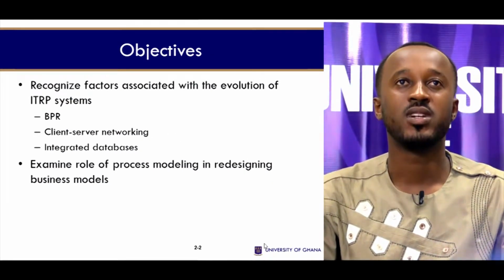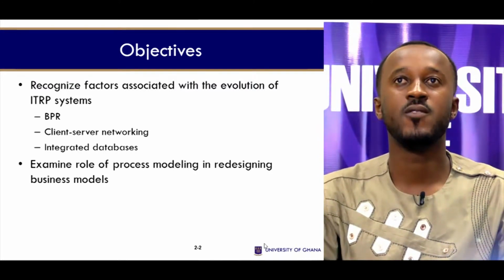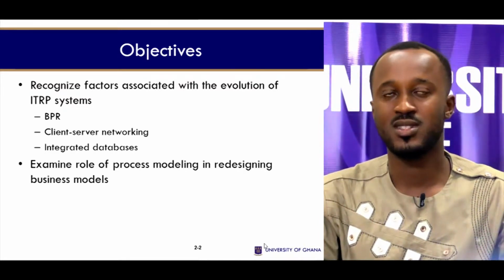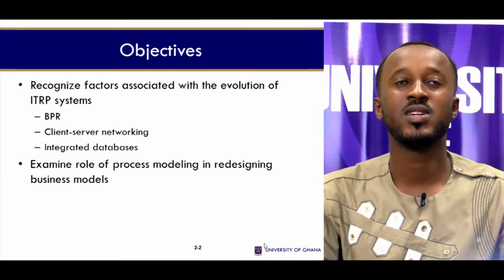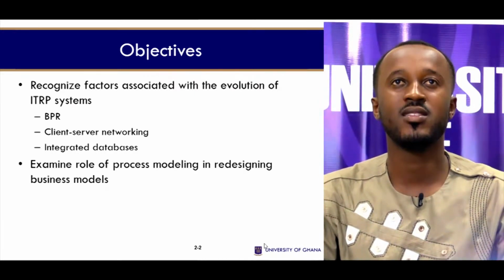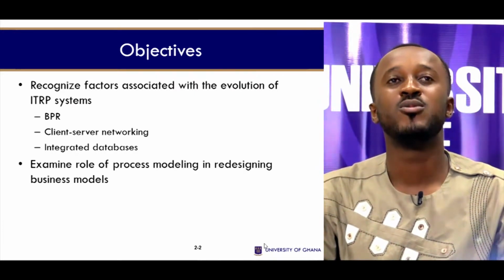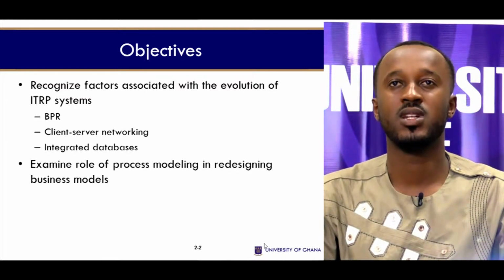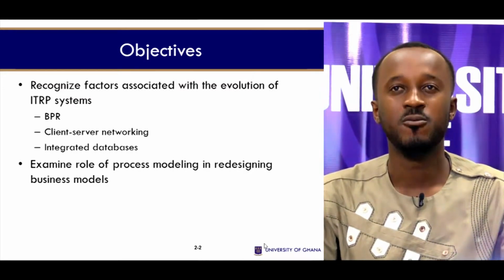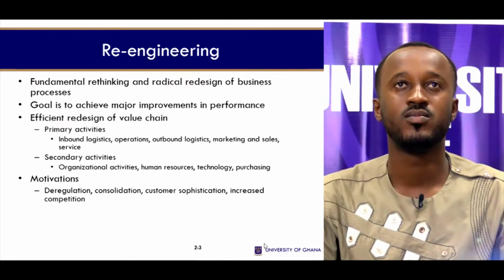Our aim is to recognize factors associated with the evolution of IT resource planning systems, under which we'll look at business process, client-server networking, and integrated databases. Then, secondly, we would want to examine the role of process modeling in redesigning business models.